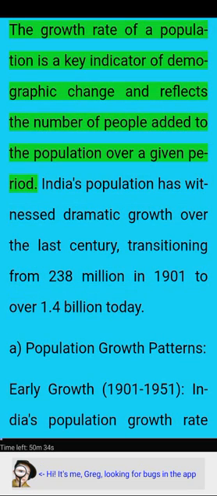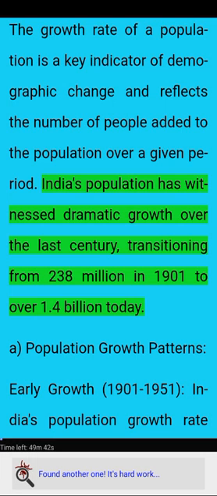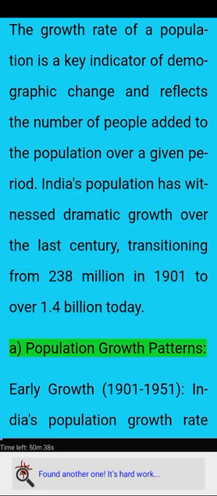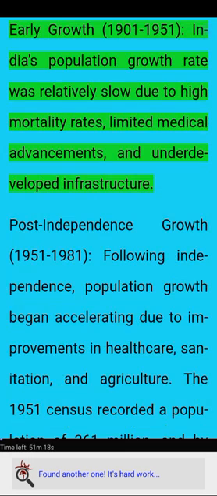1. Growth rate of population. The growth rate of a population is a key indicator of demographic change and reflects the number of people added to the population over a given period. India's population has witnessed dramatic growth over the last century, transitioning from 238 million in 1901 to over 1.4 billion today.